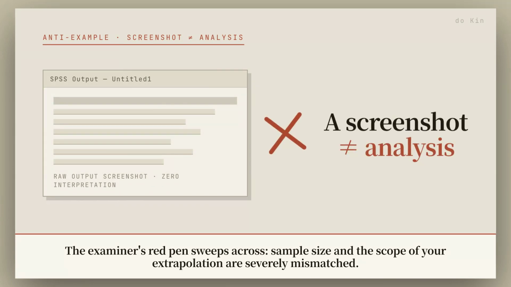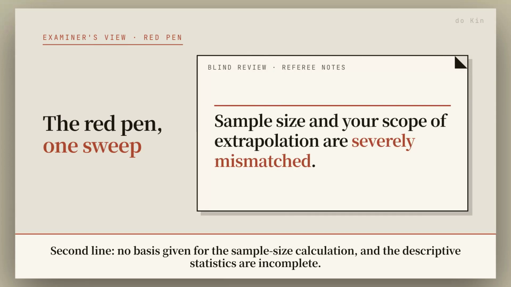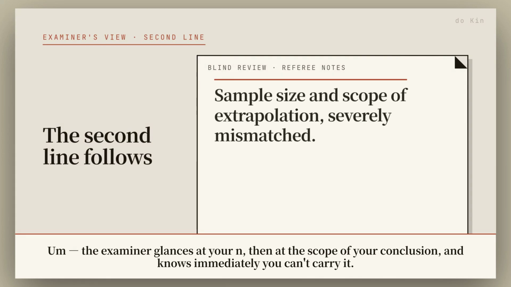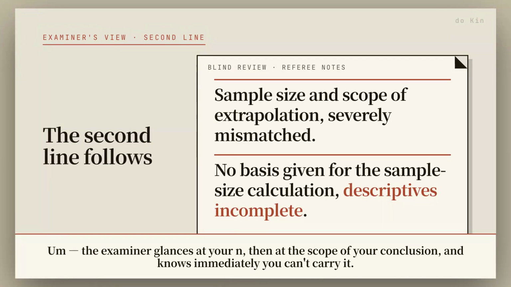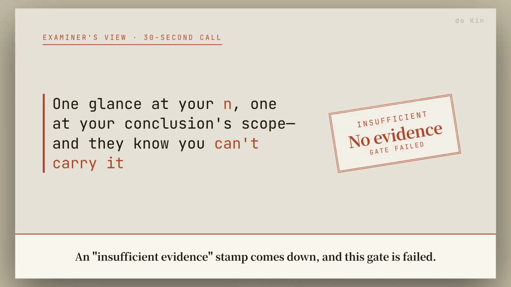The examiner's red pen sweeps across. Sample size and the scope of your extrapolation are severely mismatched. Second line, no basis given for the sample size calculation, and the descriptive statistics are incomplete. The examiner glances at your N, then at the scope of your conclusion, and knows immediately you can't carry it. An insufficient evidence stamp comes down, and this gate is failed.